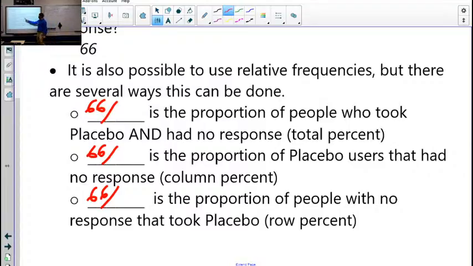So the people who took placebo and had no response, proportion of people who did this. So that means we're out of everybody. How much was that again? 338? Be looking back at the table as I do this because it's on a different slide for me.